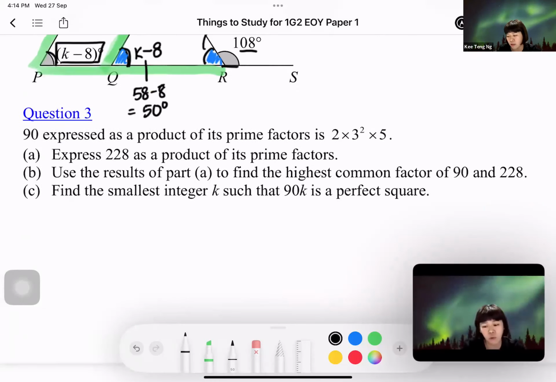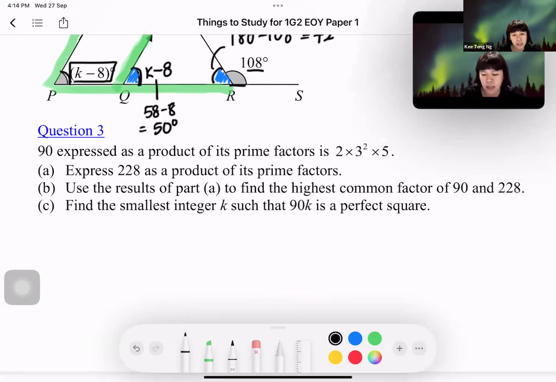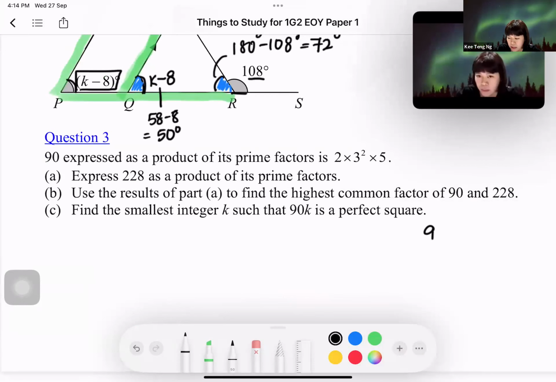Next question, this one. Take out, stand by your calculators. Right, first one, 90 expressed as a product of its prime factors. So I take 90 divided by... okay, next person, Hazwan. 90 divided by how many? Hazwan, are you there? See, then I call next person already. Your calculator disappeared, Aaron.